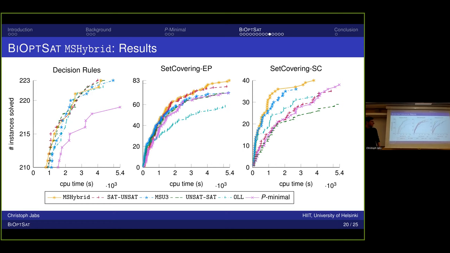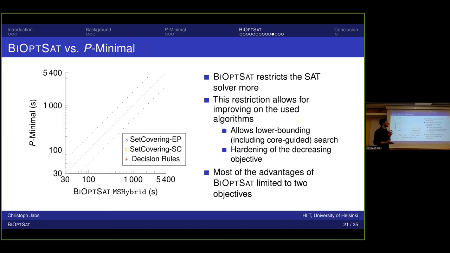Yes. So I have some more time, so I'll show some more data and some optimizations that we did to the algorithm. Scatterplot: how does BiOptSat in the best variant, so MS hybrid, actually compare to P-Minimal if we look at it instance by instance? We have the runtime of BiOptSat on the x-axis and P-Minimal on the y-axis. The diagonal is equal runtime, and we have a log scale. So this is where BiOptSat takes twice as long, and that is where P-Minimal takes twice as long.